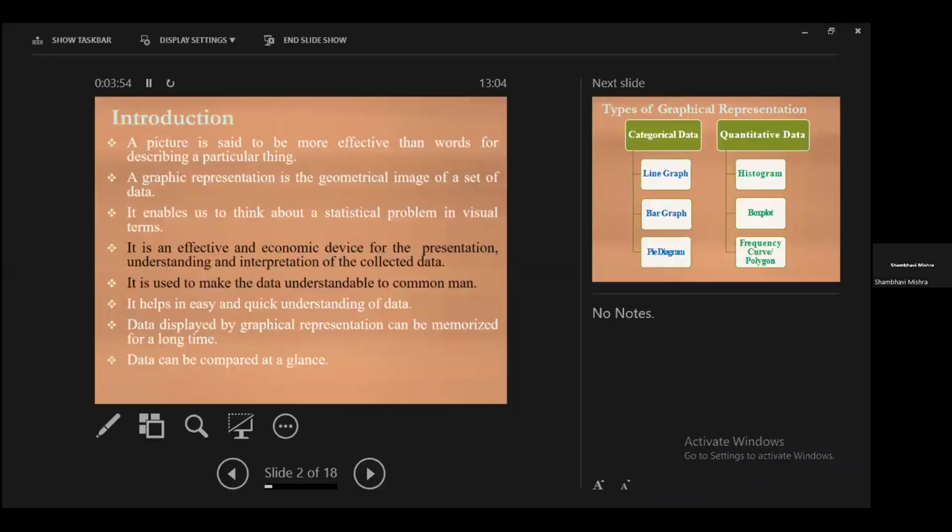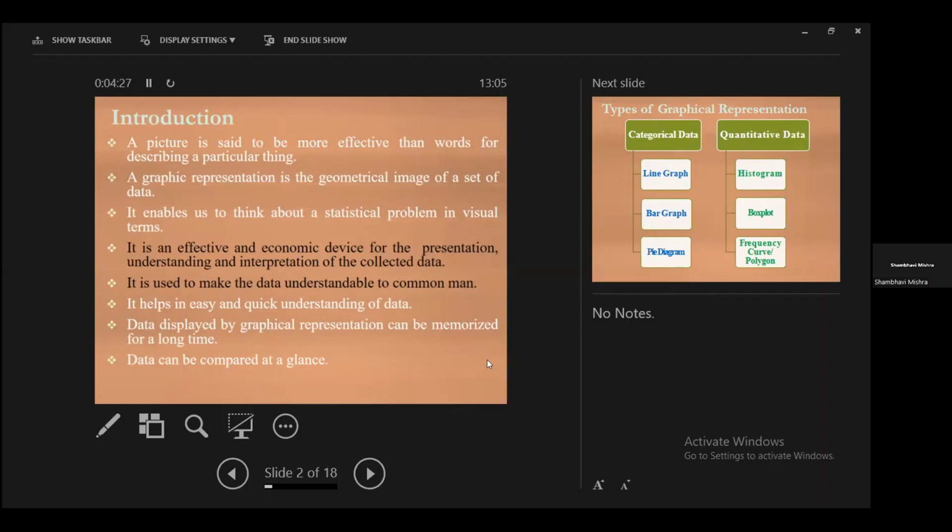It enables us for easy and quick understanding of data. And normally when we have a number of data sets, then easy comparison can be made using a graph. If we have 2 or 3 data sets, maybe from different institutions or maybe from different hospitals, then we can easily compare those data sets using a graph. Instead of numbers, comparison is easier in the case of a graph. So these are some of the uses.